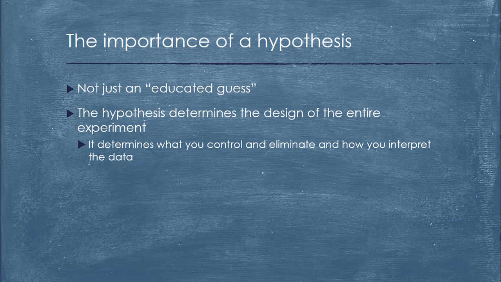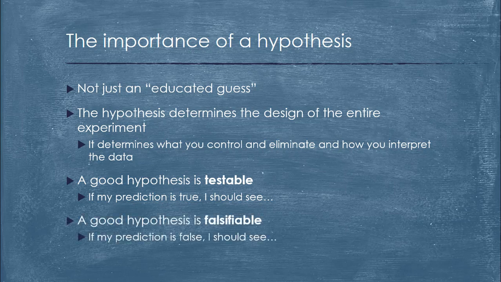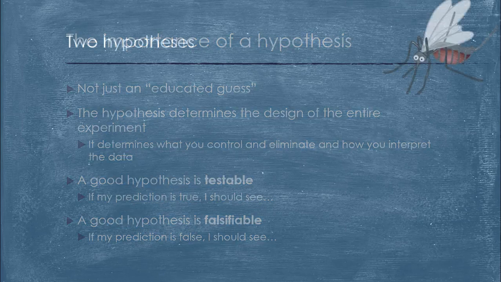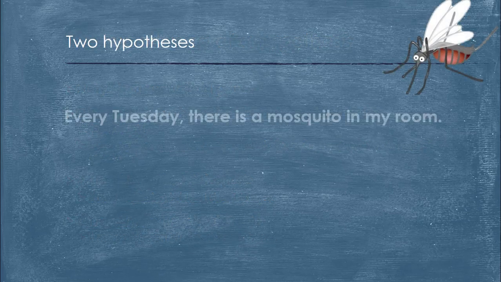It's so important. Now, what does a good hypothesis look like? Well, one, a good hypothesis has to be testable. So that means it's got to be something where, if it's true, you should be able to measure something. A good hypothesis should also be falsifiable. That's kind of the opposite of testable. It should be something where if it was false, I should be able to see this. Now, let me give you an example, all right? I'll give you a couple of hypotheses. So, here's one hypothesis. Every Tuesday, there's always a mosquito in my room.